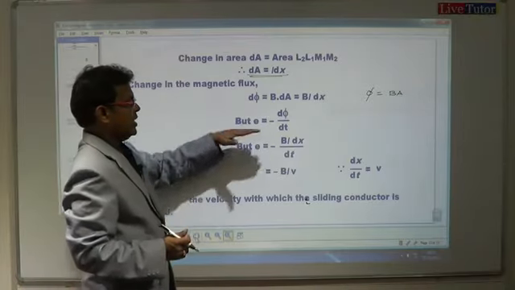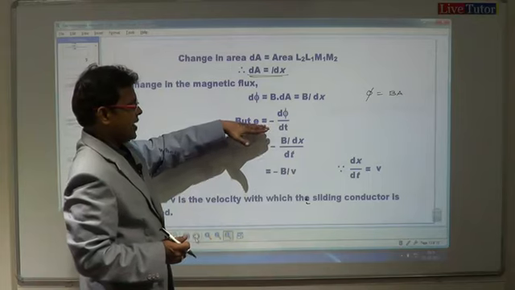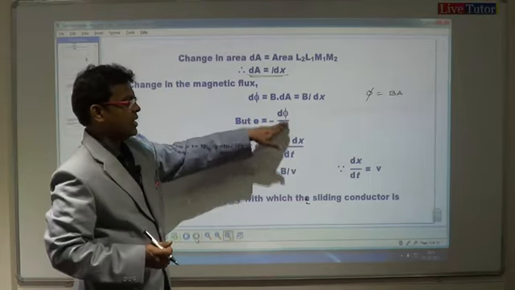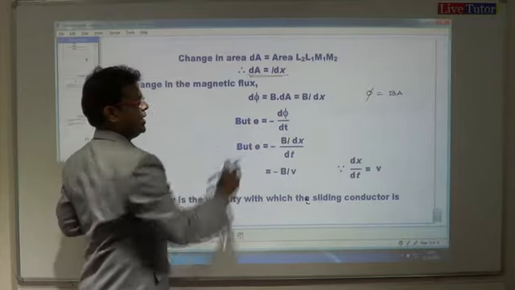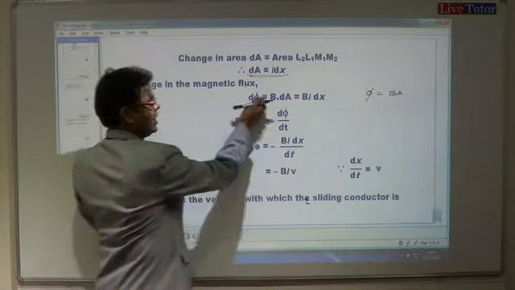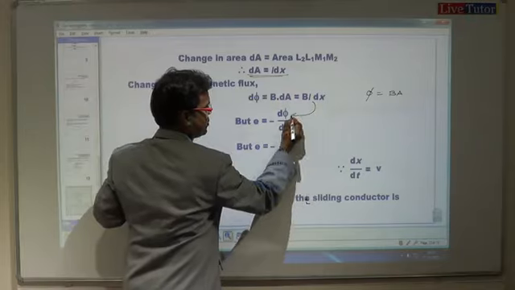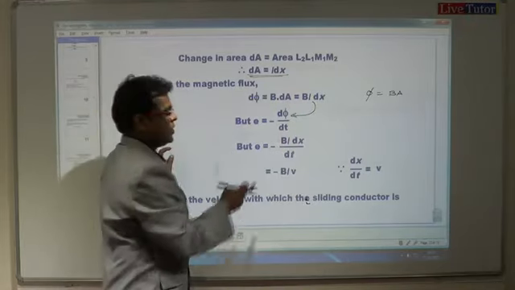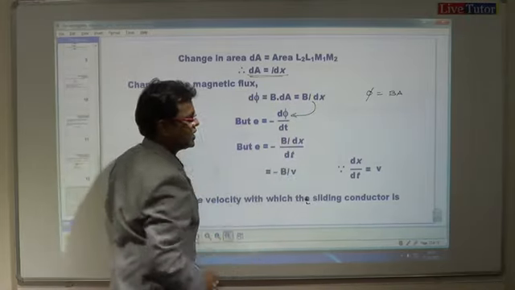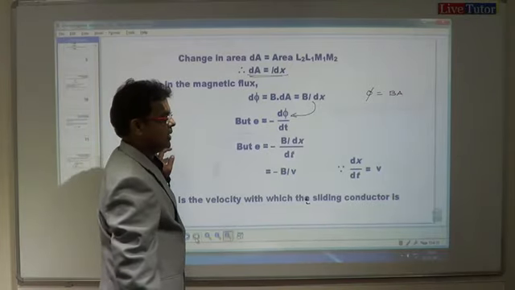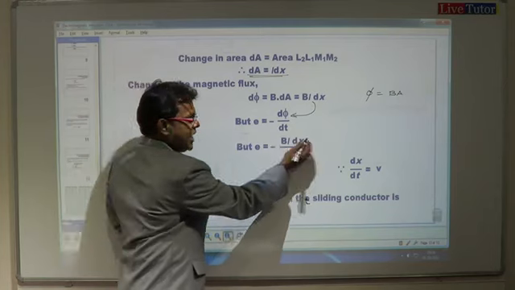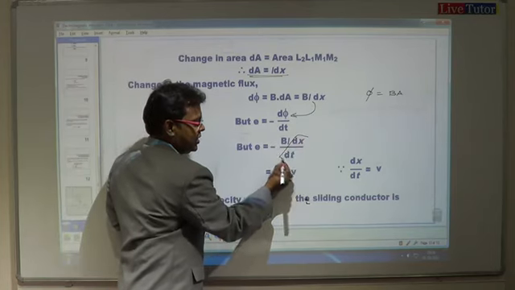The other one is we know the EMF is equal to rate of change of magnetic flux அப்படினு தெரியும் நமக்கு. E is equal to minus d phi by dt. இப்போ நமக்கு d phi என்னன்னு தெரிஞ்சு போச்சு. சோ இங்க சப்ஸ்டிட்யூட் பண்றோம். ஓகே, சோ d phi ல bl into dx by dt வரும். Now the dx by dt இருக்கு இல்லையா, இது ஒரு வேரியபிள்.